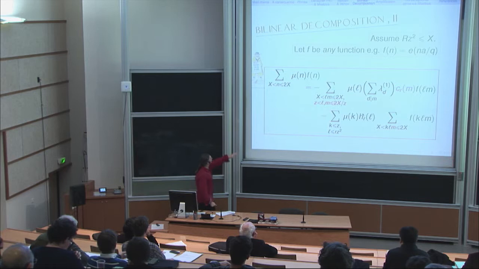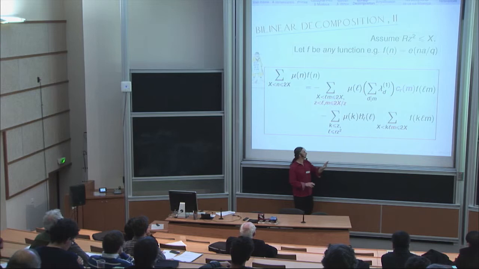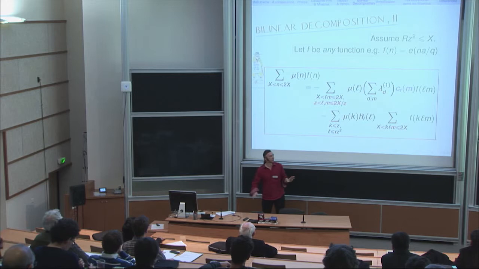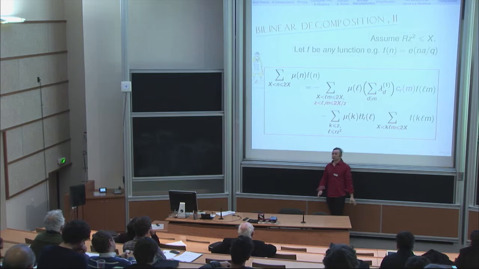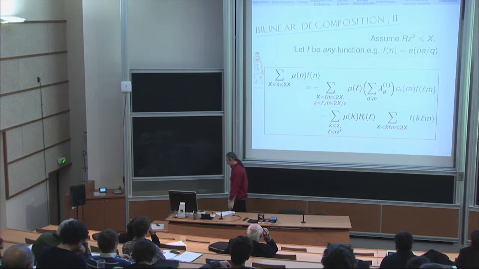And you decompose it into two terms. In this one, k is less than z, z is a small power of x, it's small. L is less than r times z squared, r is less than a small power of x, it is small. And here, you have the variable m, which is free. So if you have cancellation, if you have information on your function f, you know how to handle this part. This part is a type 1 sum of Vinogradov. It's a linear sum in terminology that I prefer.